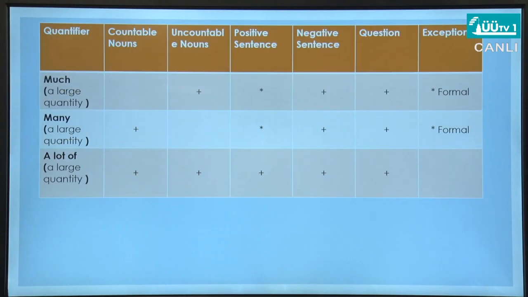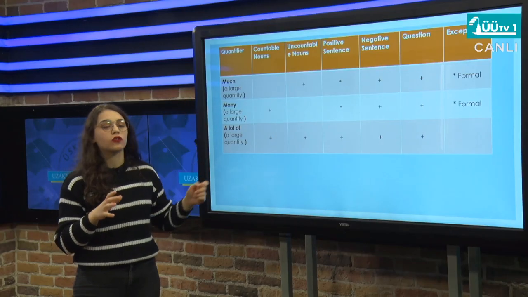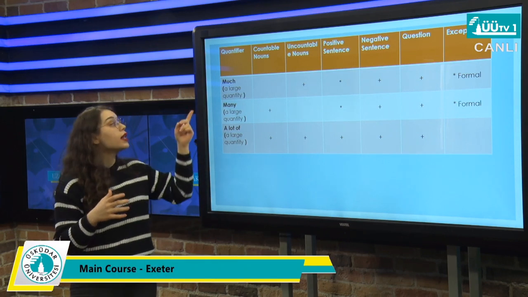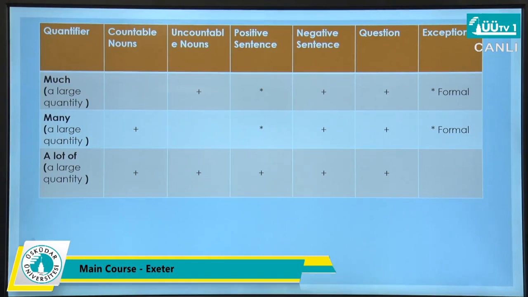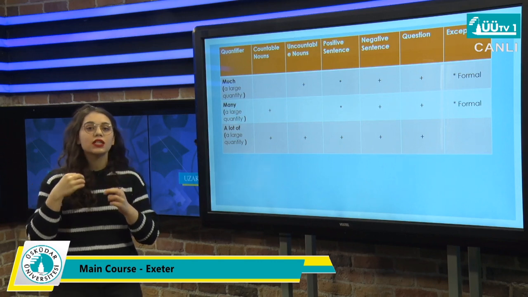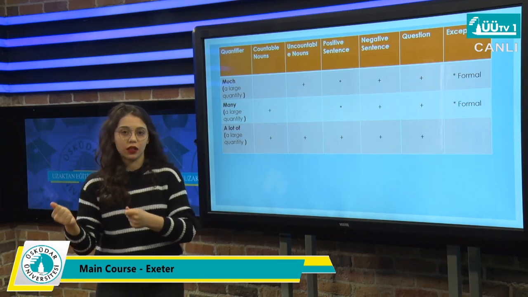All right, let's go over the other quantifiers. We have much, many, and a lot of. All these three have the same meaning. They talk about a large quantity, but there is a difference between them. When we look at much, we use much only with uncountable nouns and nothing else. And we use much in negative sentences or questions. If we use much in positive sentences, that means the sentence is formal. We use much or many in positive sentences only in formal style.